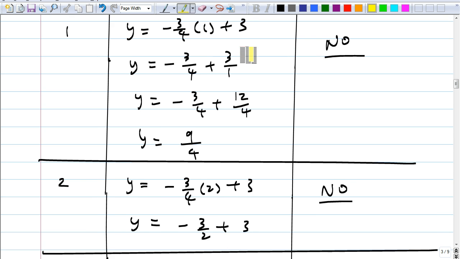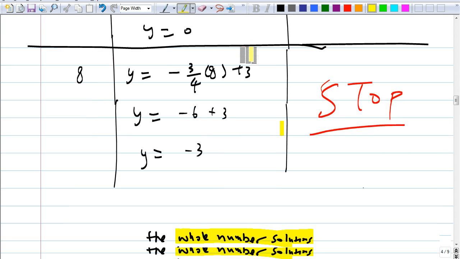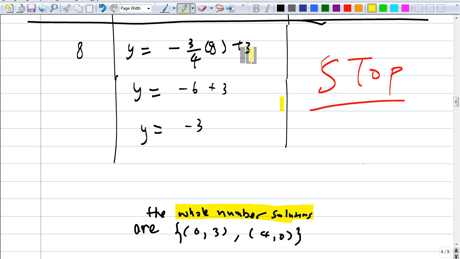So what are the two solutions that we found? 0, 3, and what? 4, 0. 4, 0. Write this down. So those are the only whole number solutions you could have. If I didn't say that, then you could do this forever, right? Okay, does that make sense? All right, so very good.